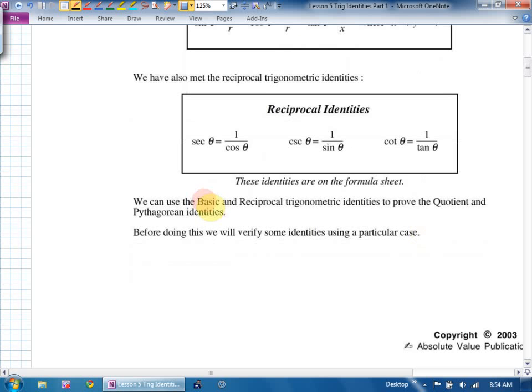We can use the basic and the reciprocal trig identities to prove the quotient and, in particular, the Pythagorean identities. These two are the ones we're going to be using like crazy.